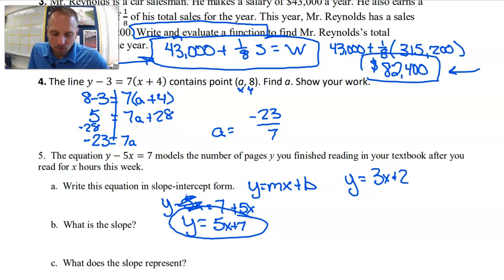Okay, now letter B. What's the slope? Slope's the number in front of x, so that's going to be 5. What does the slope represent? Well, let's see what it was. X is hours, and y is pages that you finish reading. So slope is always going to be a rate. Miles per hour, dollars per pizza, I like that one. In this case, it's going to be pages per hour. And so the 5 means that you read 5 pages per hour.